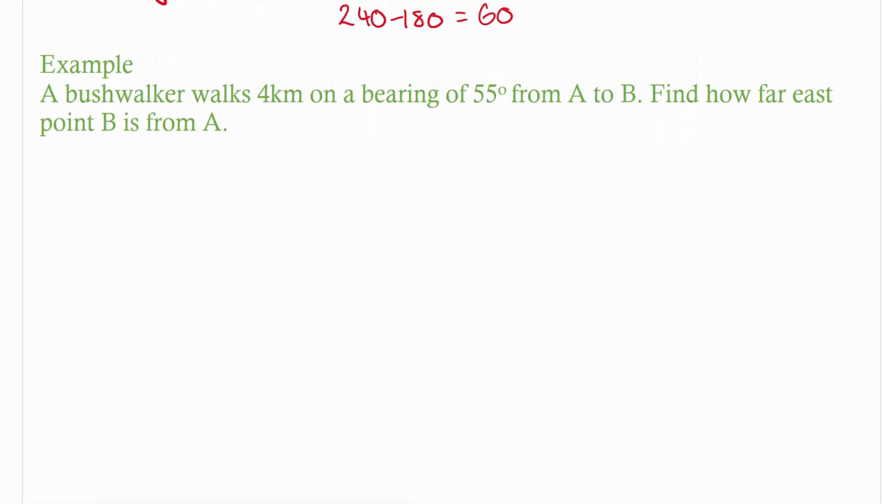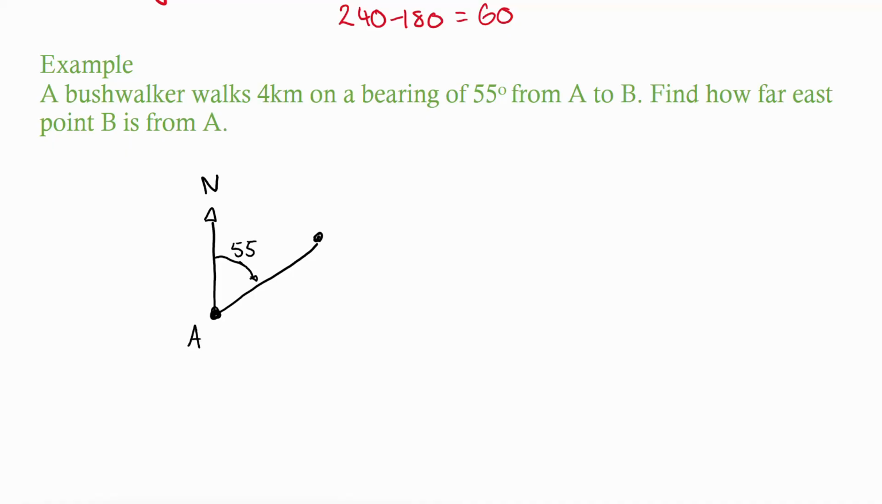A bushwalker walks 4 kilometers on a bearing of 55 degrees from A to B. How far east is point B from point A? The first thing I want to do is draw a quick sketch of a diagram. Here is A, and we know he walks on a bearing of 55. So the first thing I'm going to do is draw my north line. I know it's a bearing of 55, so it's going to be something like that. So that's 55 degrees there.